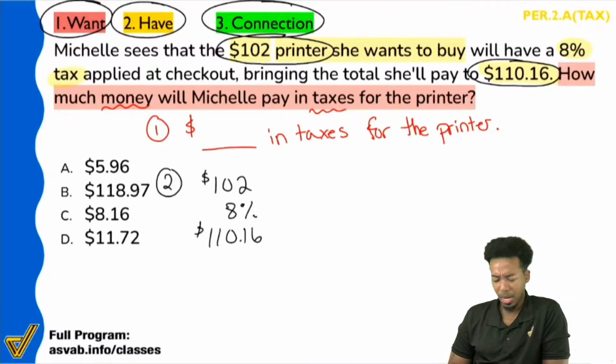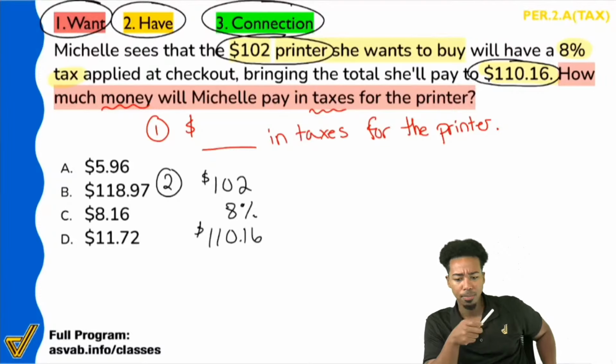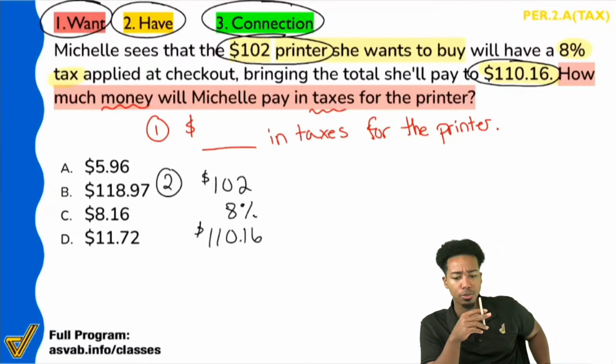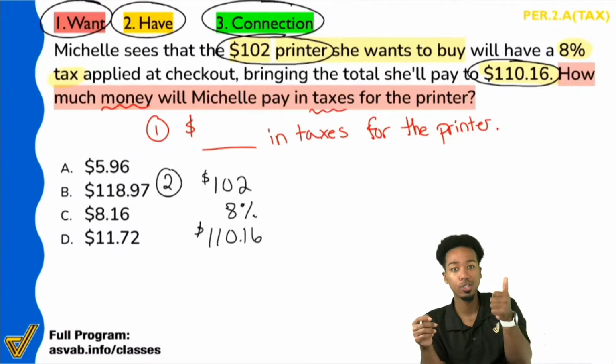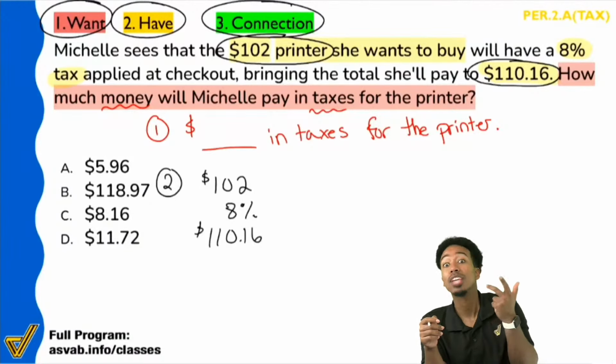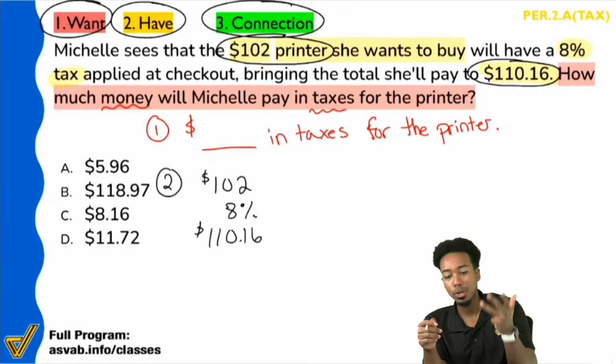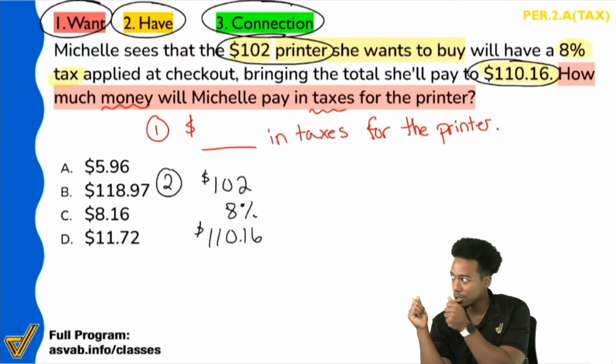Everybody, that $102, what does that represent? According to you, according to what you saw, what does that represent? And let's use your notes here. Let's use your notes. How do we break things down, everybody? We broke it down by the original amount, the amount of the tax or the discount, the percent of the tax or the discount, and the final price.